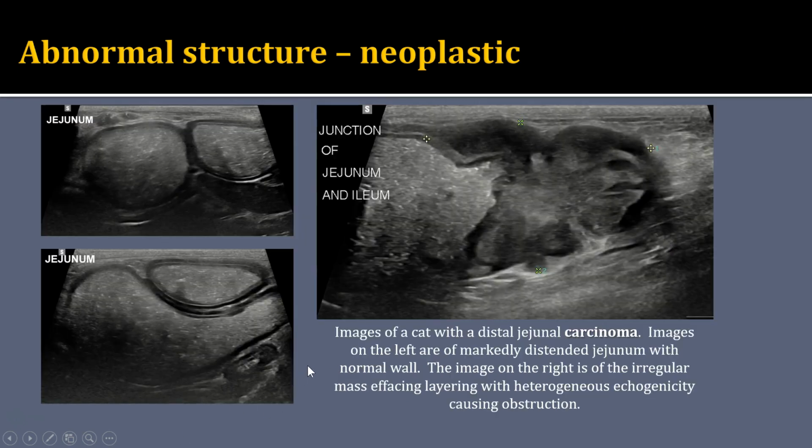This is a cat that has a carcinoma of the distal jejunum. Here's the carcinoma. It's very irregularly shaped. It's heteroechoic. There are regions that are hyperechoic, regions that are hypoechoic. And then, like I said before, carcinomas not uncommonly can cause obstruction. If we look on the proximal portion of this mass, we can actually see luminal distension. And there are several other segments of jejunum that are markedly distended with heteroechoic fluid here and still have normal wall layering.